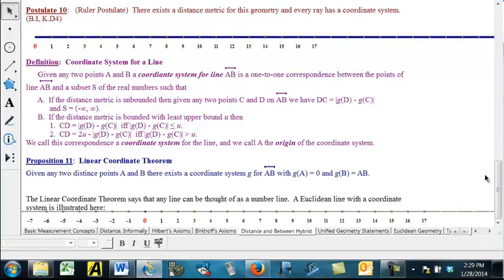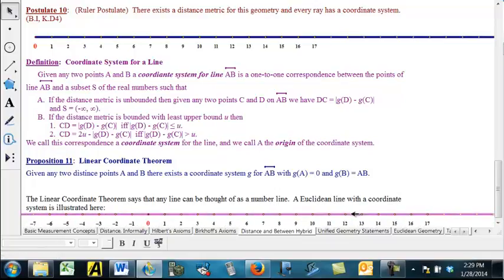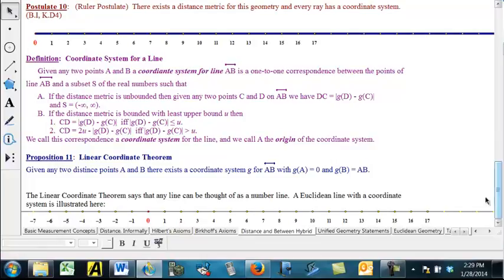Okay, so Proposition 11 now is what we'll call the linear coordinate theorem. Given any two distinct points A and B, there exists a coordinate system G for line AB with G of A equal to 0 and G of B equal to the distance AB. The linear coordinate theorem says that any line can be thought of as a number line, and a Euclidean number line, of course, is going to go forever. It's unbounded, and it's going to go all the way from negative infinity to infinity on the coordinates.